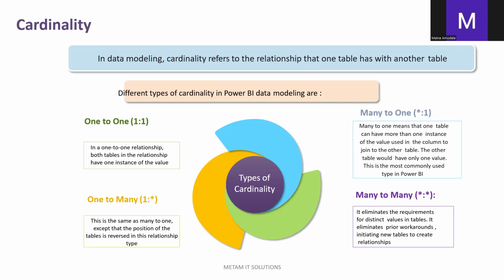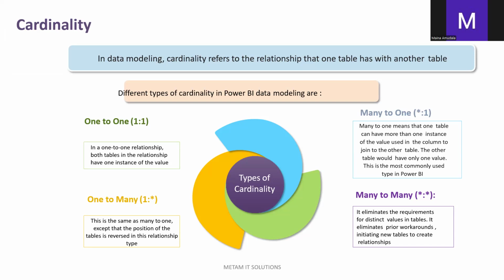And the next one is one to many. This is the same way as many to one also. So here we are declaring that in one to many, the first table has only the one, and the second table has many instance values in the relationship.